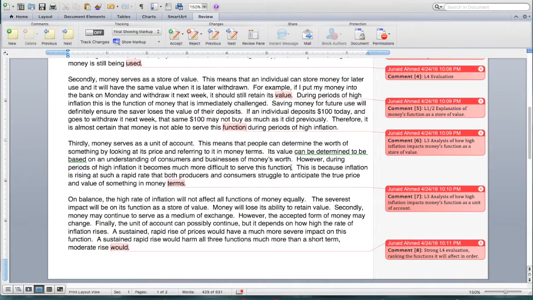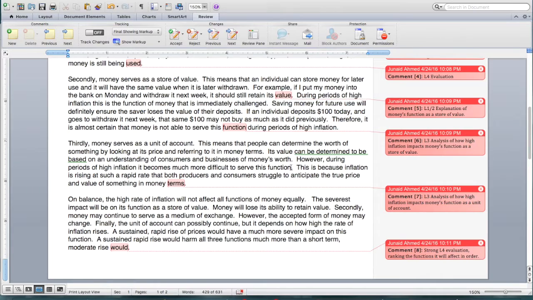Good paragraph. Thirdly, money serves as a unit of account. This means that people can determine the worth of something by looking at its price and referring to it in money terms. Its value can be determined based on an understanding of consumers and businesses of money's worth. However, during periods of high inflation, it becomes much more difficult to serve this function.